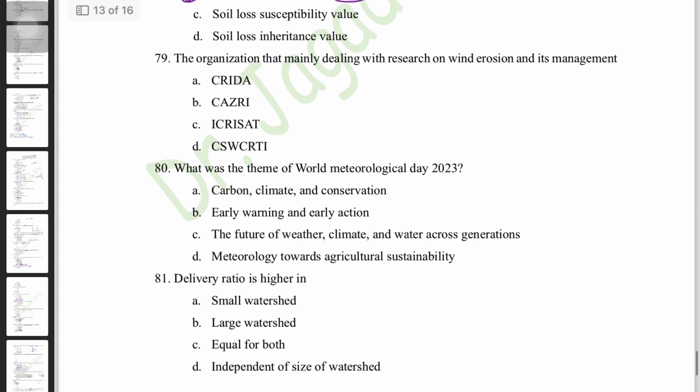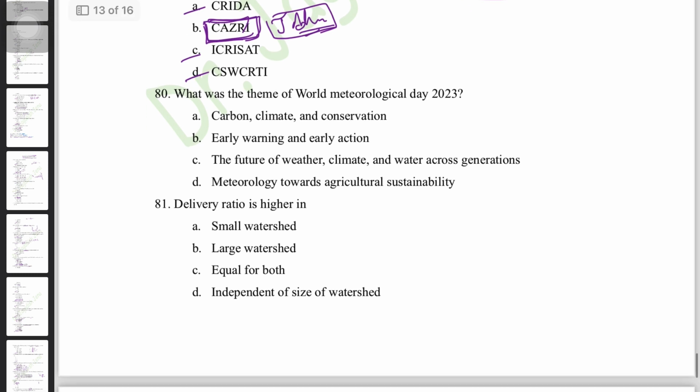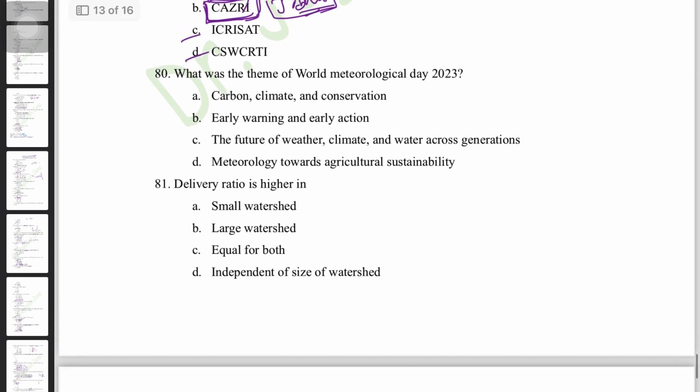Next question, the organization mainly dealing with research on wind erosion and its management is CAZRI, Central Arid Zone Research Institute. Okay, it is located in Jodhpur, Rajasthan. CRIDA is mostly dryland agriculture and water management, ICRISAT is semi-arid tropics, and CSWCRTI is also with respect to water erosion. Mostly CAZRI, in dry areas, is related to wind erosion research.